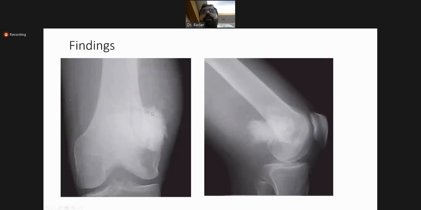Listen, intralesional treatment means you remove only part of the tumor from the lesion. Half of the lesion you remove, half you leave. This is called intralesional, and it is not the recommended treatment of bone tumors. Nobody is doing it in the world nowadays. Now you need to do marginal resection.